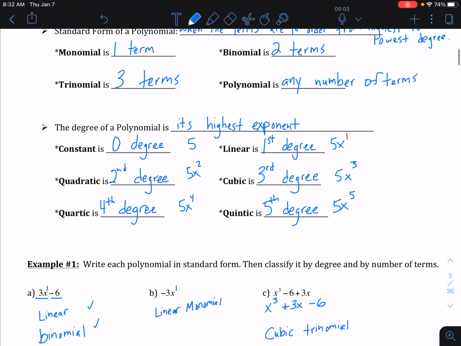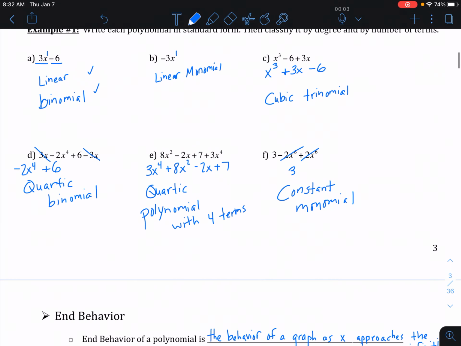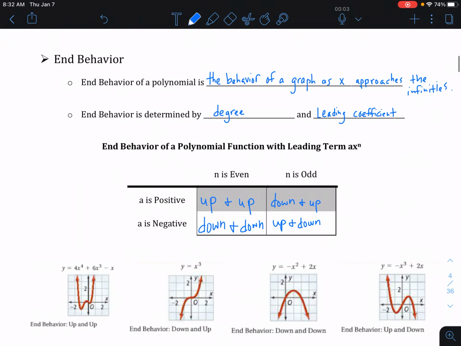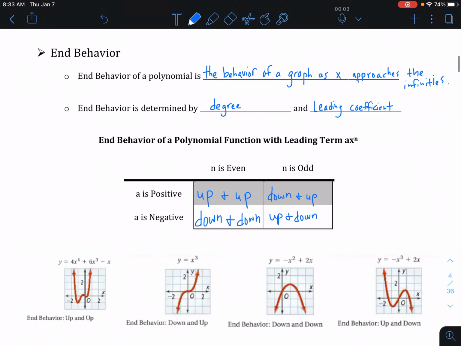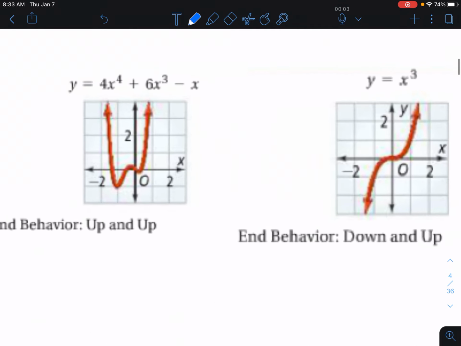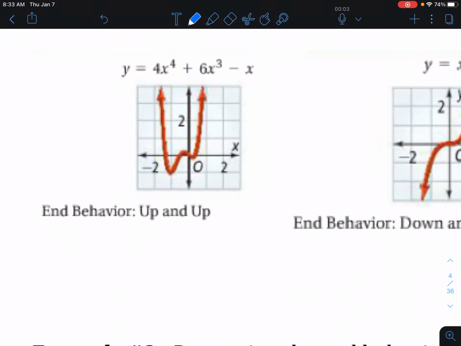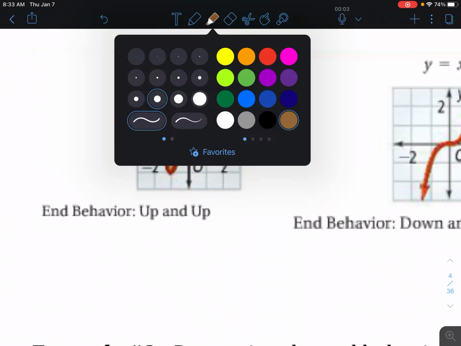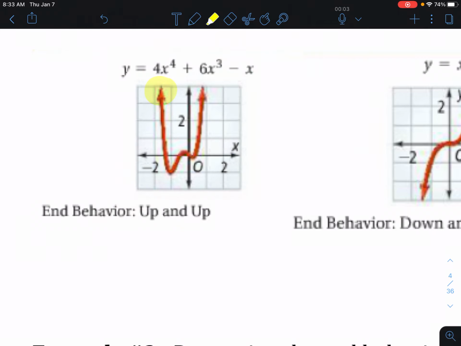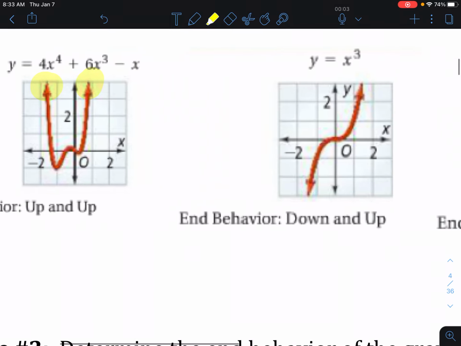Okay, so that was the end of classifying polynomials. Our second theme of the day is talking about end behavior. Now, the end behavior of a polynomial is, if we were to graph it, what would it look like at the ends? So here, this one has an end behavior of up and up, because on the left it goes up to infinity, and on the right, it goes up to infinity.